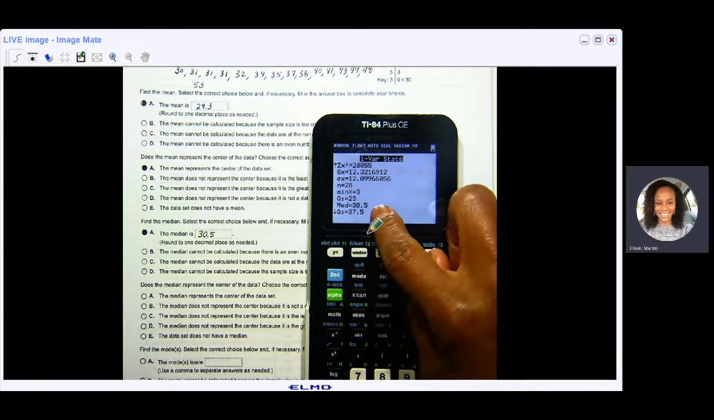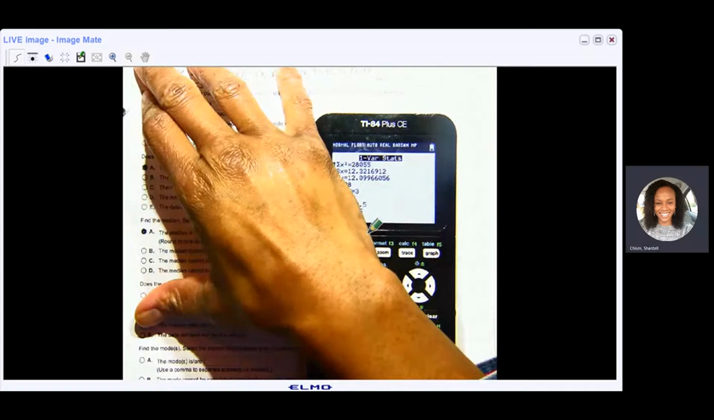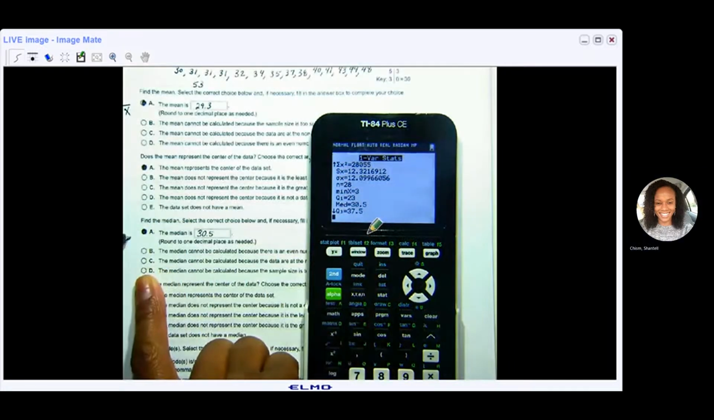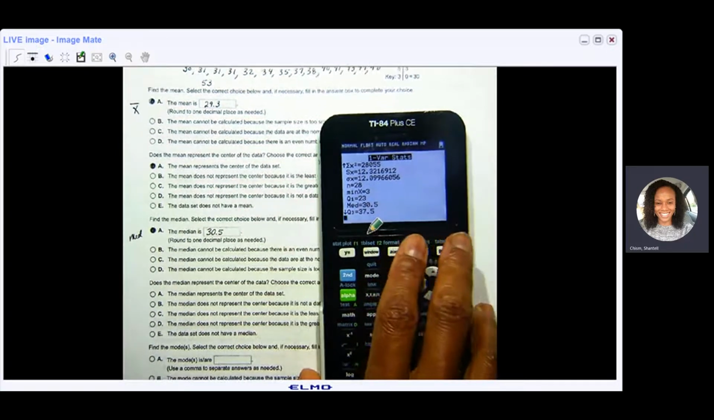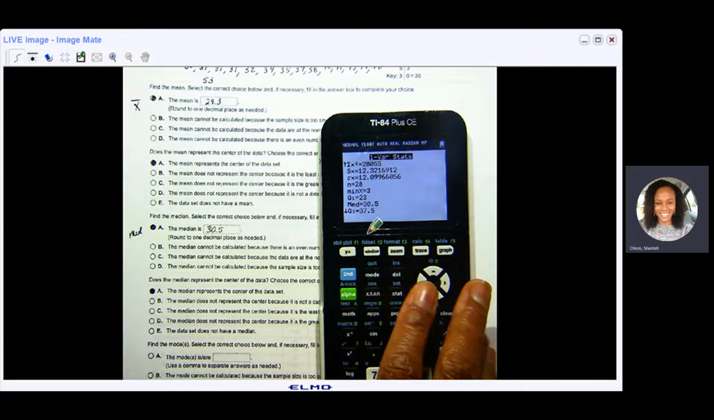So the median is MED from the calculator. The mean is X bar. So just be aware of that. From calculator is called MED, okay? And it says, does the median represent the center? Yes, it does. It is a measure of center, okay?